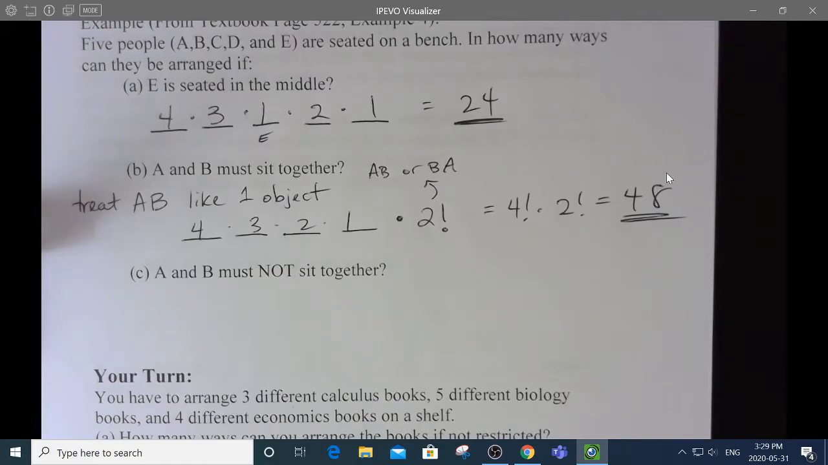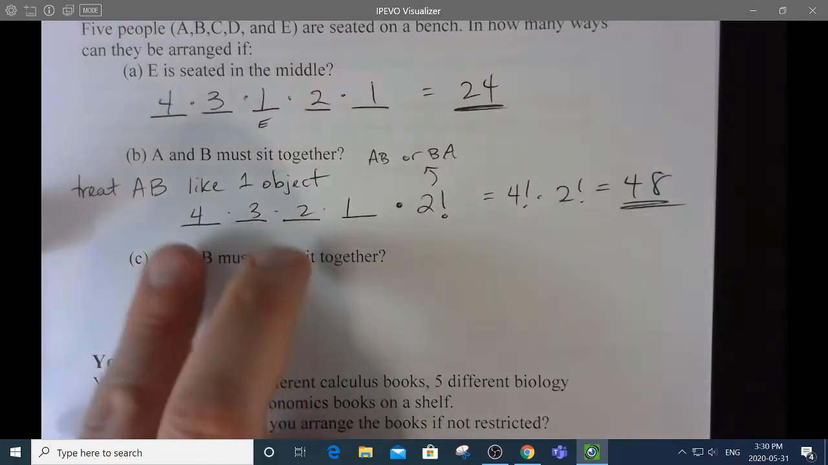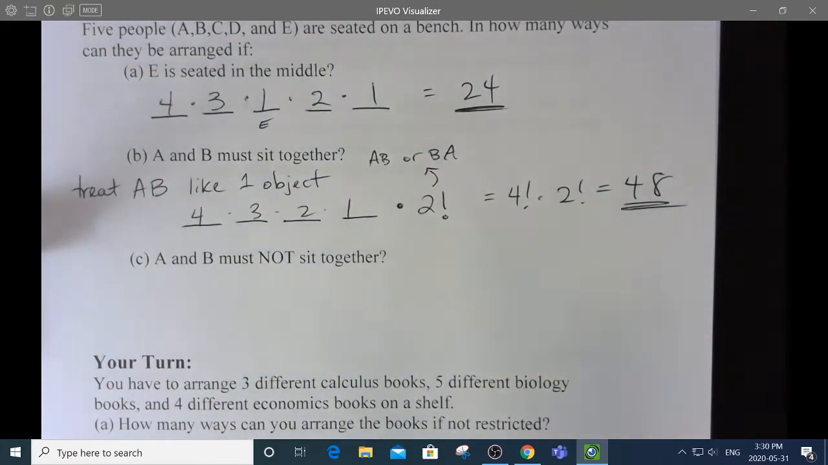Now, this is interesting. A and B must not sit together. A and B don't get along. If you sit them next to each other, they'll start a fight. So there always has to be at least one person between them. Rather than try to count all the ways to separate them, like by 1 person or by 2 people, I got a better idea.